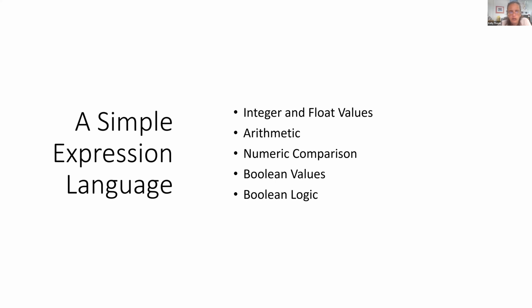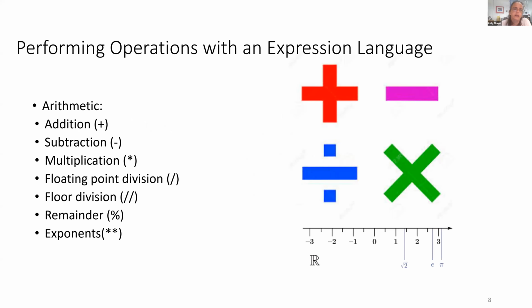So Python is a simple expression language. This would mean that we need to have some components in order to make it work. We'd want to be able to work with integers and float values, that is, things that have decimal points. We'd want to be able to do math problems, arithmetic. We'd want to be able to do comparison, greater than, less than, Boolean values. So this would be the true and false, and then to be able to apply that Boolean logic. So let's go ahead and take a look at a few of these things, because these will make up the building blocks of what we can work with in a simple expression language.